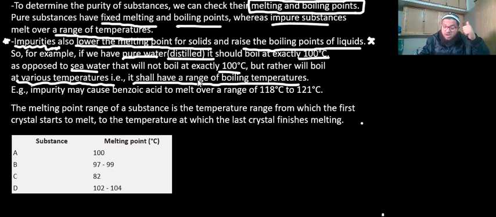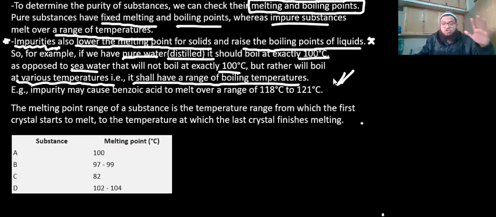Even the boiling point won't be constant, but it would rather boil at a range of temperatures. So the takeaway points from here are two. If you have a pure substance, its melting and boiling point will remain fixed, and it will boil or melt at a fixed temperature. But if you have an impure substance, its melting and boiling points would change, meaning the melting point would lower and the boiling point will rise, and they'll melt and boil over a range of temperatures.